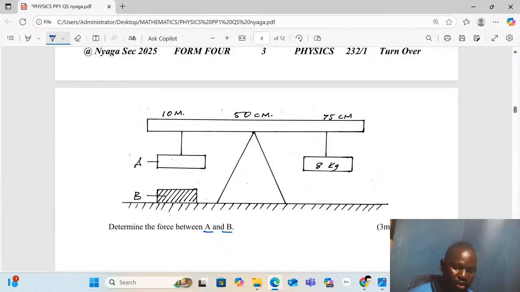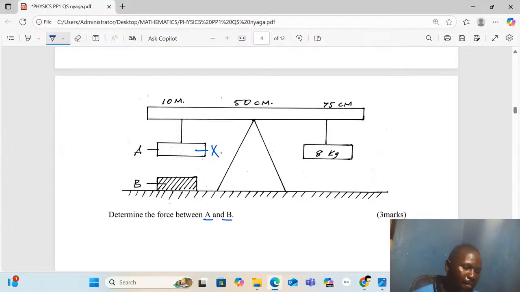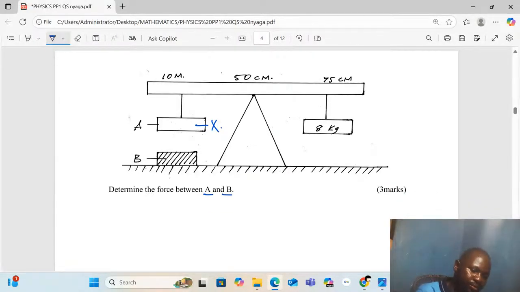So now you need to assume that this part A, we award it a force X. That is according to my working. But we already know that it is 30 newtons, so we shall not use the 30 newtons in calculation. So from the principle of moments, clockwise moments equal anti-clockwise moments at equilibrium.